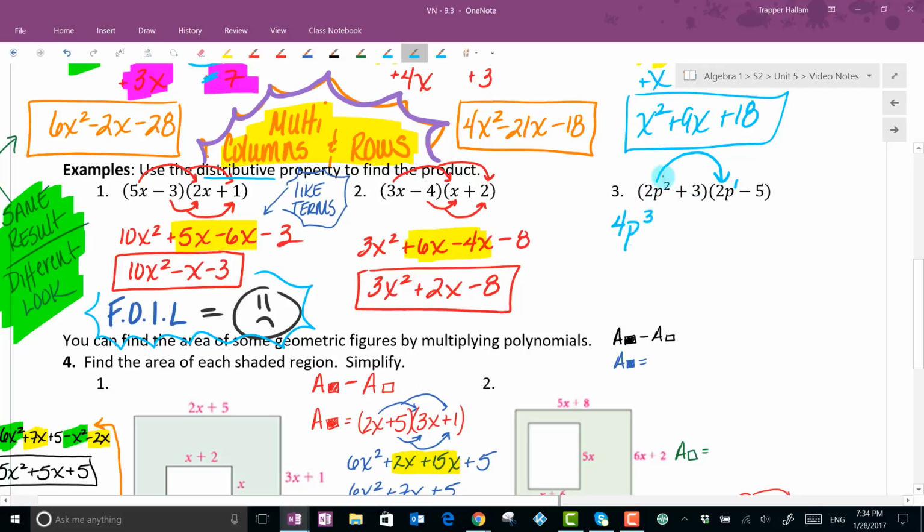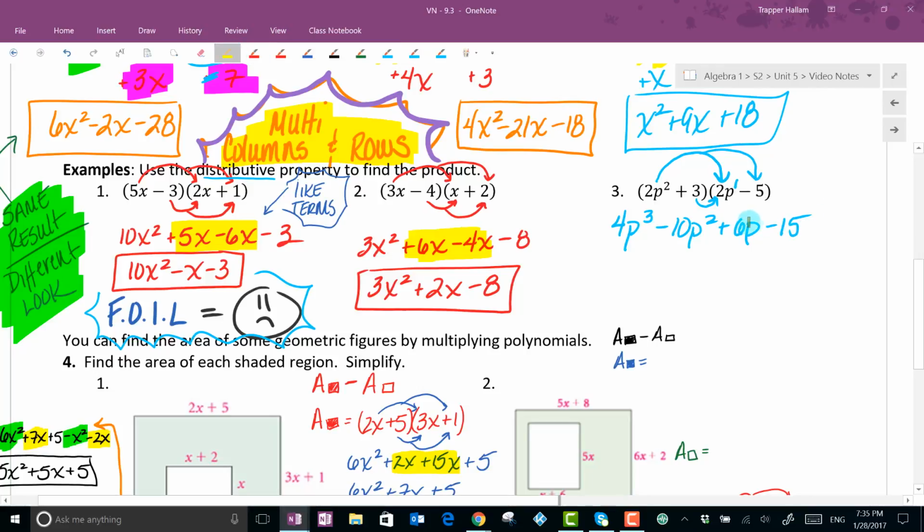Then I'm going to take that 2p squared and multiply it by negative 5. So I'm going to get negative 10p squared because there's no p's on that 5. Then I'm going to start my other distributive property for my other monomial term. So I'm going to take 3 and multiply it by 2p. So I'm going to get positive 6p. And then I'm going to take 3 times negative 5, or negative 15.